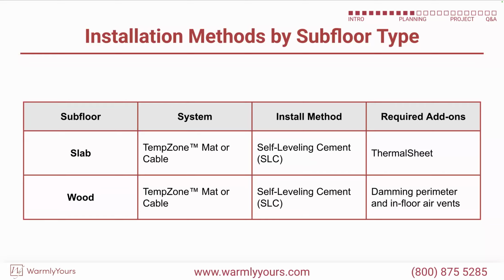If you're going on a wood subfloor, what you're going to need to do is make sure that you have the perimeters dammed up and any airflow vents boxed out so that that leveling cement doesn't run into your vents or anything like that. So you're going to make sure that the floor is all ready to accept that slurry of cement, and you just pour that, once again, right over your matter cable.